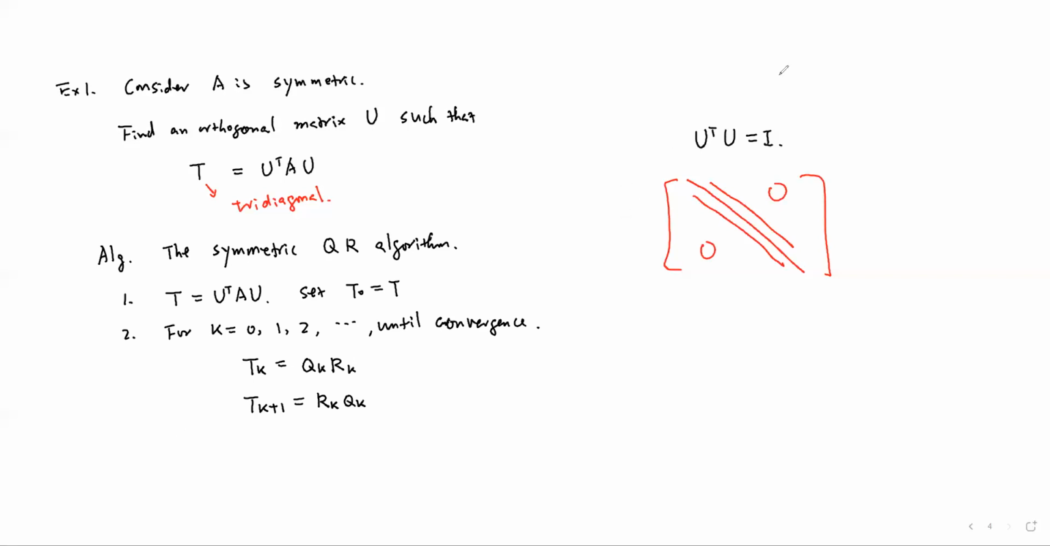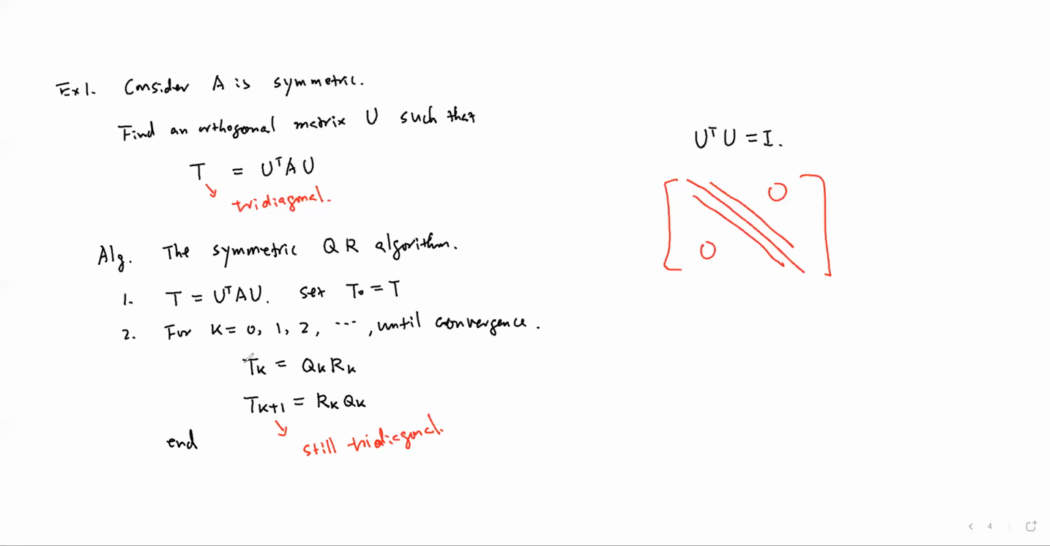Okay, then the following is interesting. When T is a tridiagonal matrix, perform QR factorization on T, then multiply R times this Q. The new matrix is still tridiagonal. So the new T is tridiagonal.